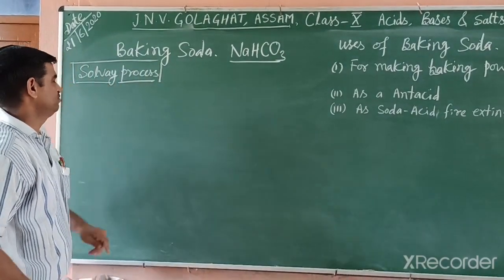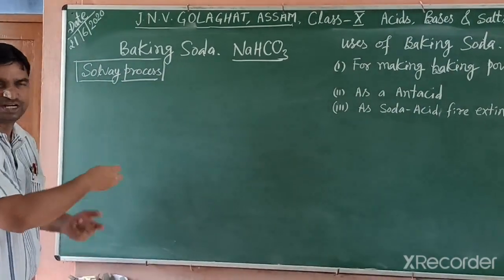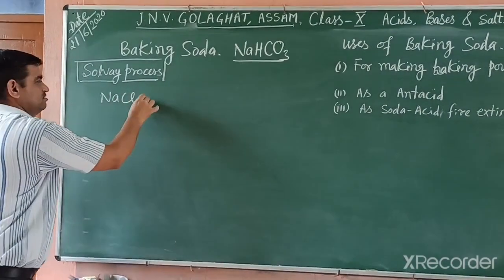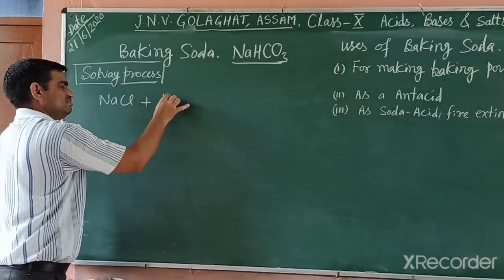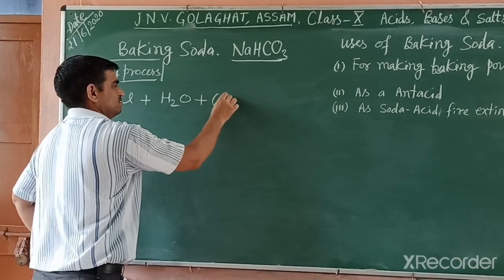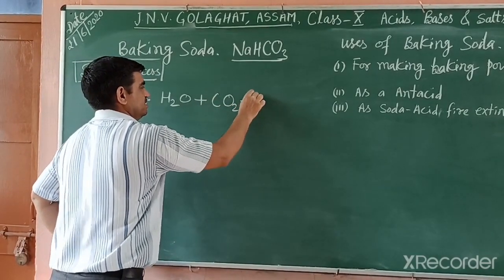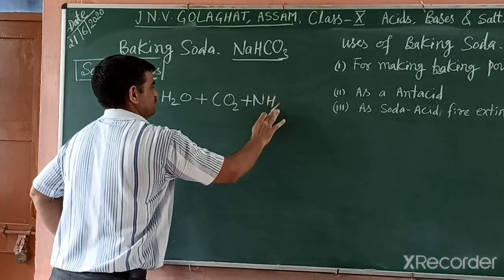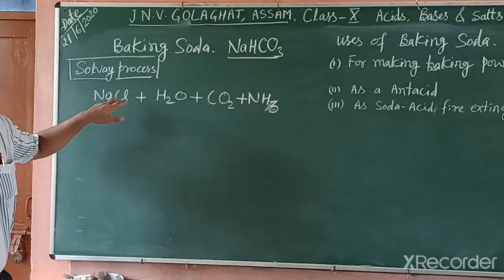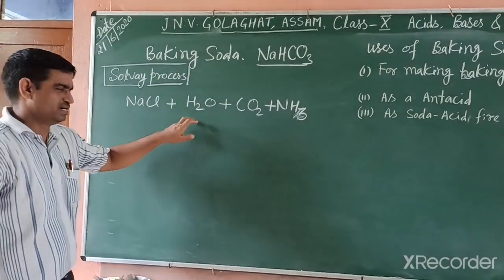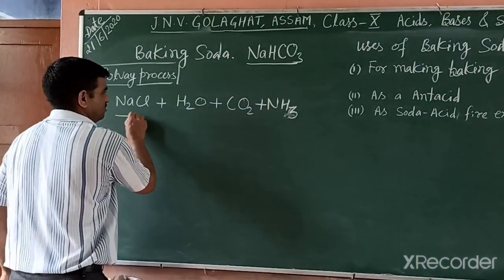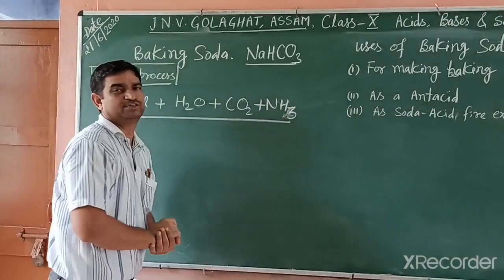It is prepared from common salt, that is sodium chloride, water, carbon dioxide and ammonia. These four chemicals are used as raw materials: common salt, water, carbon dioxide and ammonia. These are the raw materials for the preparation of baking soda.